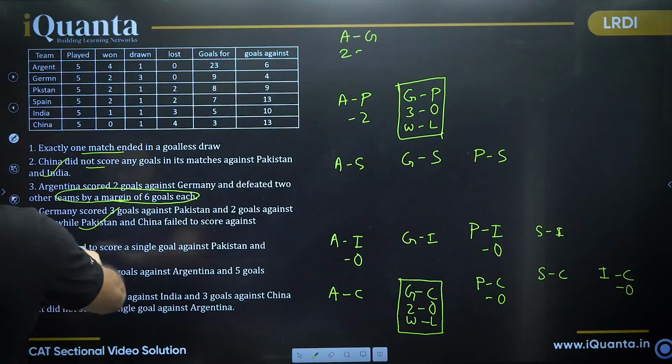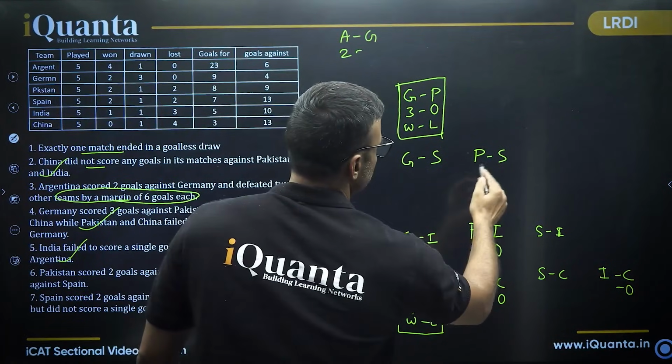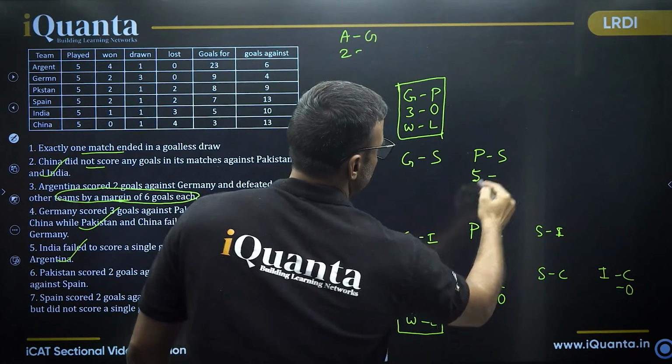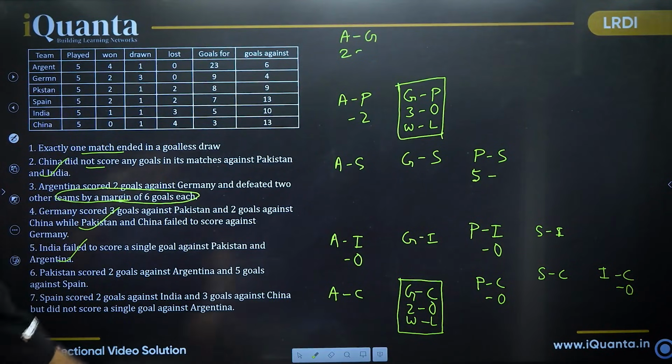And 5 goals against Spain. So Pakistan against Spain, 5 goals. Very good. So this is done.